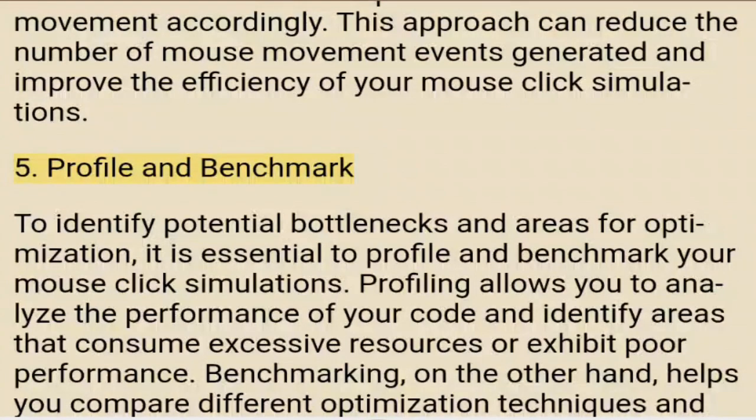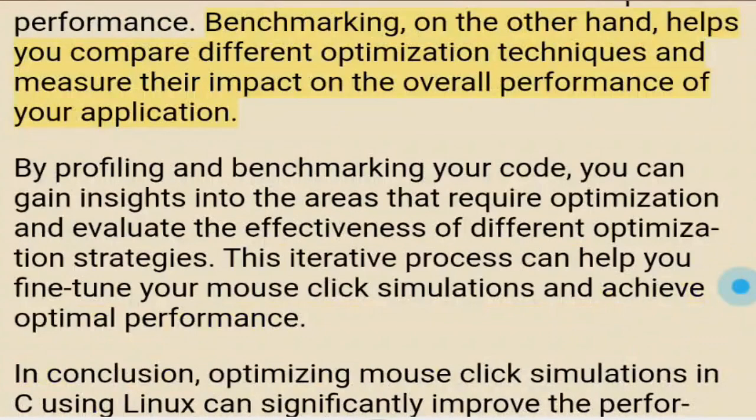5. Profile and benchmark. To identify potential bottlenecks and areas for optimization, it is essential to profile and benchmark your mouse click simulations. Profiling allows you to analyze the performance of your code and identify areas that consume excessive resources or exhibit poor performance. Benchmarking, on the other hand, helps you compare different optimization techniques and measure their impact on the overall performance of your application. By profiling and benchmarking your code, you can gain insights into the areas that require optimization and evaluate the effectiveness of different optimization strategies. This iterative process can help you fine-tune your mouse click simulations and achieve optimal performance.